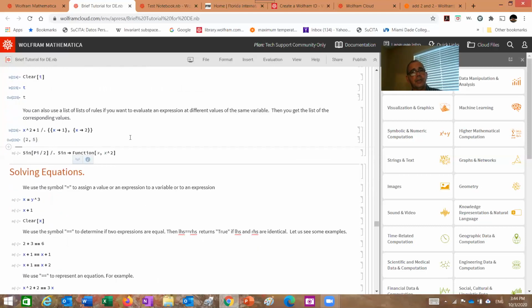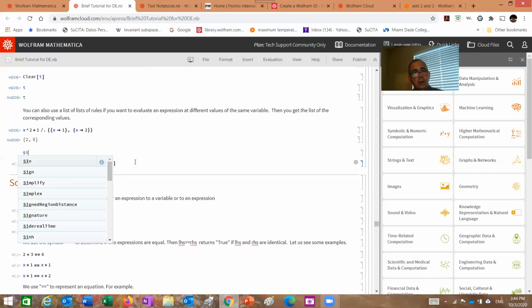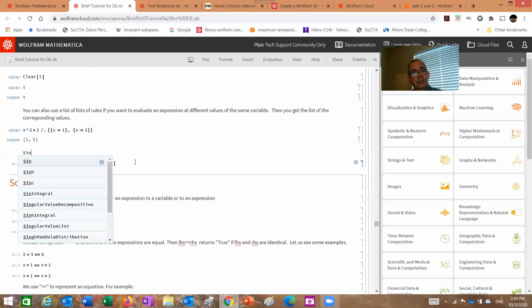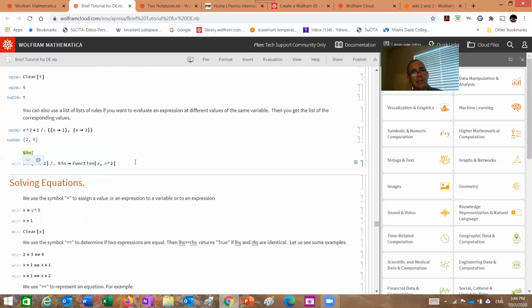You can also use rules to replace a function by another function. Let's say if you find the sine of pi over 2, the number pi is represented by this letter. We never use all the functions. Notice that all the Wolfram language functions, all the Wolfram mathematical functions, all the built-in functions, always start with a capital letter, and the argument is always in between brackets.